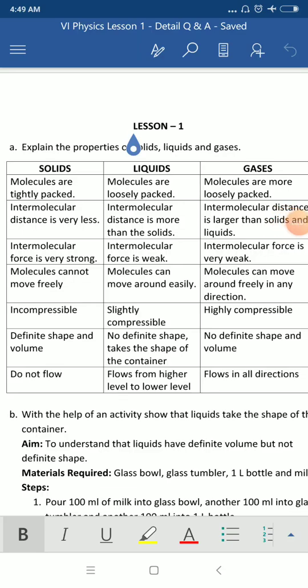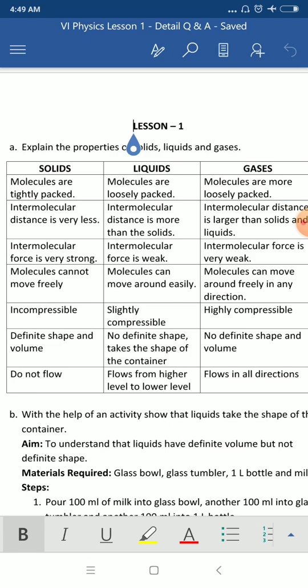Good morning, children. Today we are going to see the detailed question answers from lesson 1. Okay? Lesson 1 dealt with matter, did it not? We were discussing solids, liquids, and gases. The first question is: explain the properties of solids, liquids, and gases.